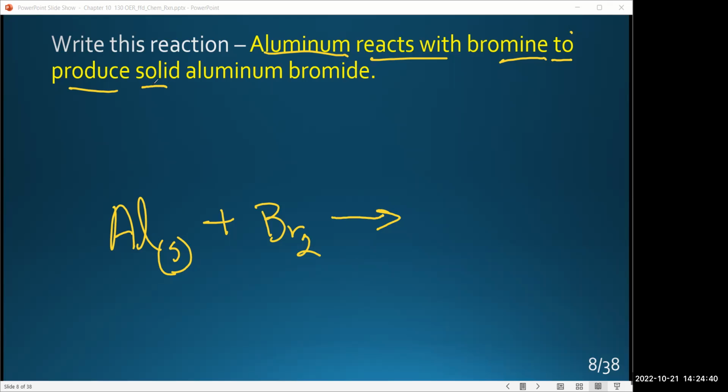Okay, solid aluminum bromide. All right, so we're going to write the product. It's an ionic compound, so we're going to write it as ions first. Aluminum is a group 3 element. It's a metal. It would lose those 3 valence electrons. Bromide starts as a group 7, so it gained 1 electron. It's a nonmetal. So that means we need 3 bromides for every aluminum ion. All right, so our formula becomes AlBr3.